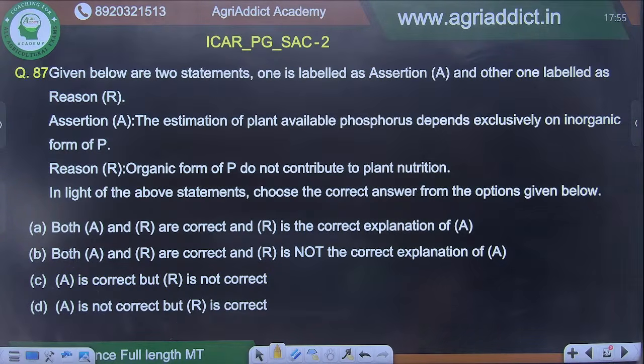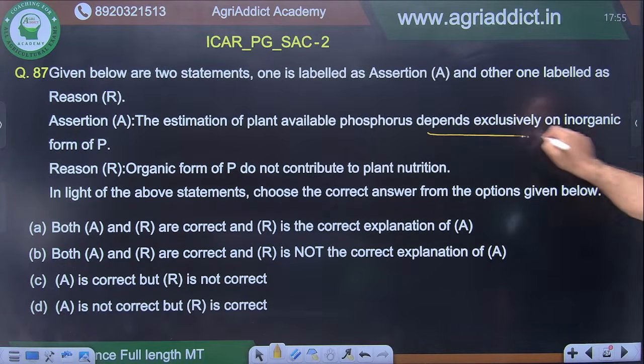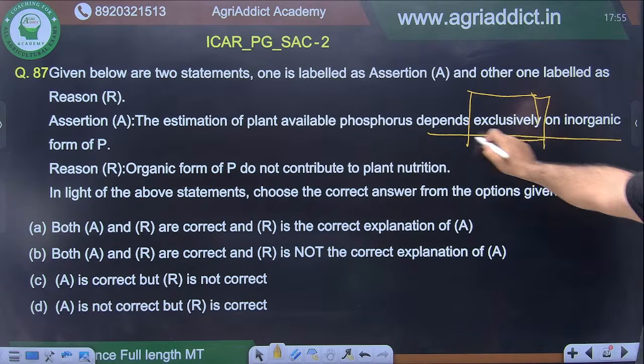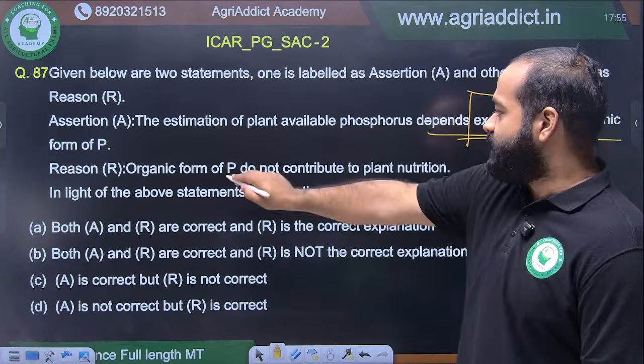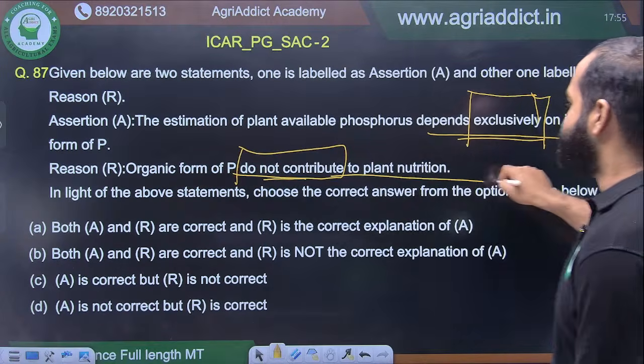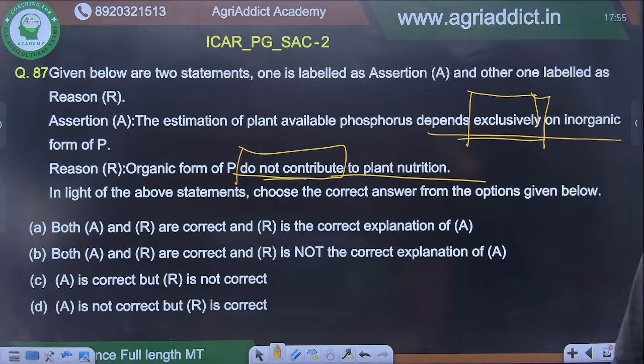Again, another assertion reason question. The estimation of plant available phosphorus depends exclusively on inorganic form of P. Be very careful with this word exclusively. Organic form of P do not contribute to plant nutrition? This is also a very tricky and kind of hard question. Let's see if you can solve that.